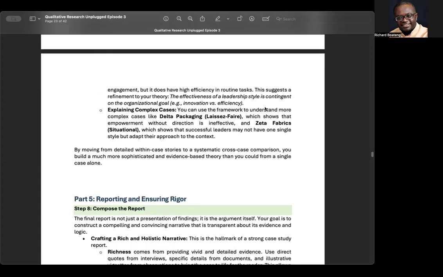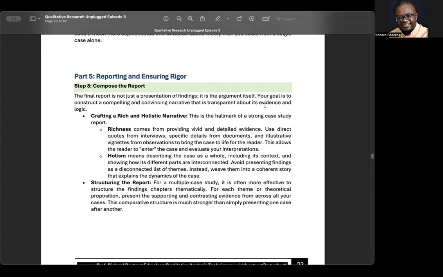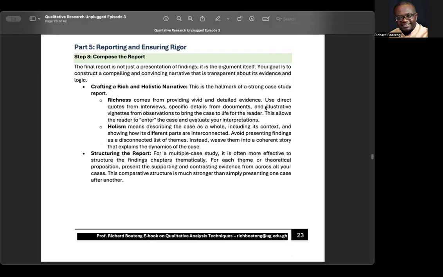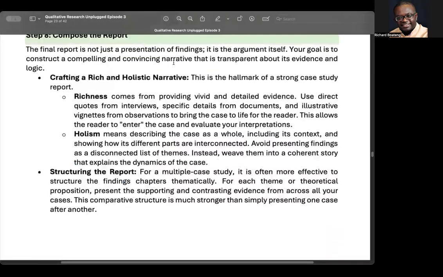That brings us neatly to part 5, reporting your findings and ensuring the rigor of your work. Step 8 is compose the report. The guide emphasizes this isn't just about presenting data. The report is the argument. How do you craft that convincing narrative?